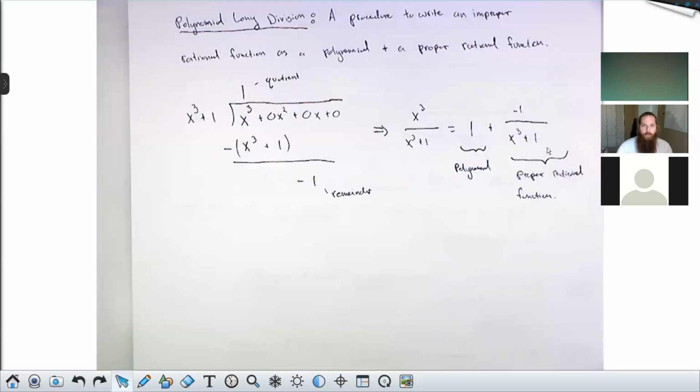So again, for more practice with polynomial long division, please take a look at the resources I've posted for you in the modules. There will be several problems in your homework that require you to do this, and there may be a problem on the test that requires you to do this.